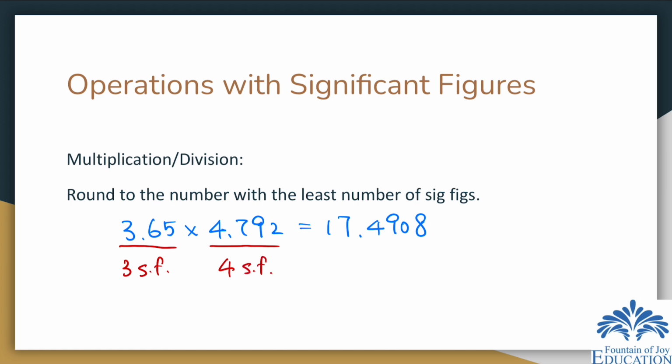In multiplication and division, we're going to round the final answer to the number with the least number of sig figs, which is 3.65, that has 3 sig figs. So the final answer will be rounded to 3 significant figures. Therefore, the final answer with the correct number of sig figs is equal to 17.5.